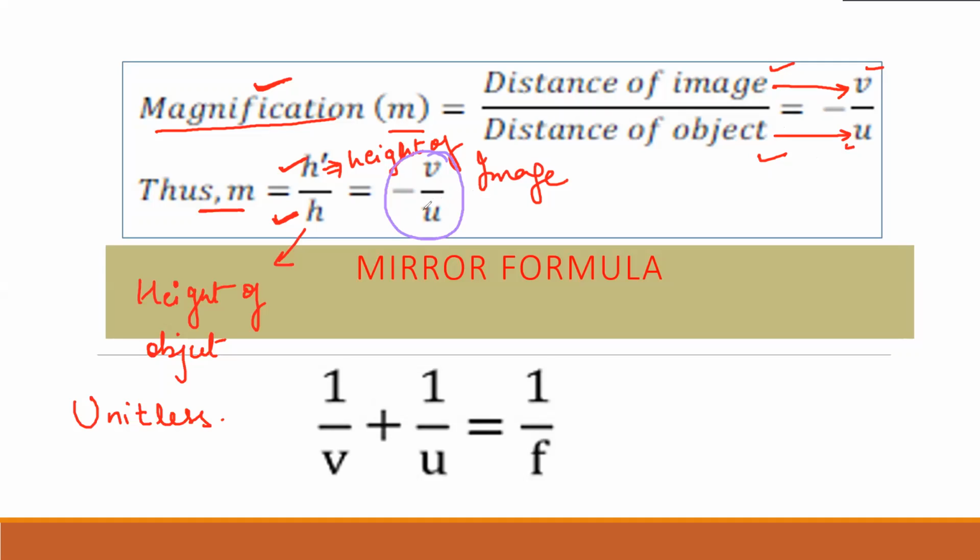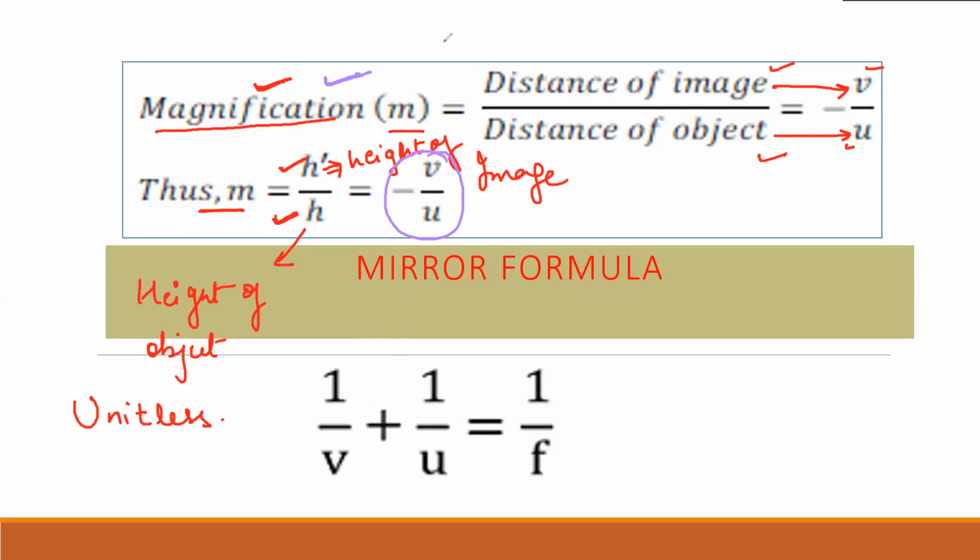Suppose in a numerical, out of 4 quantities, if 3 are given and the 4th is unknown, so easily that 4th one can be calculated by cross multiplying the terms. Okay. So this magnification will help you to check how bigger your image is with respect to object. You can easily compare the height of the image with respect to the height of the object. So this is called magnification.